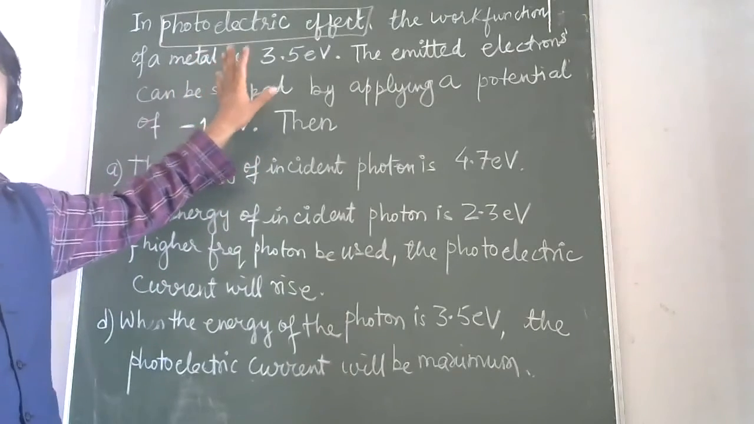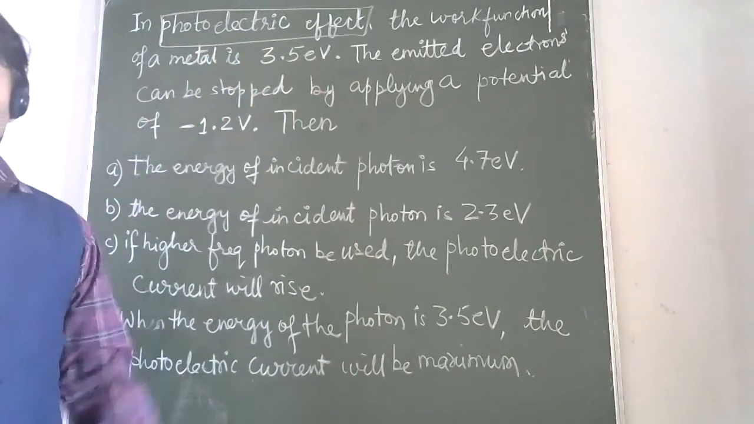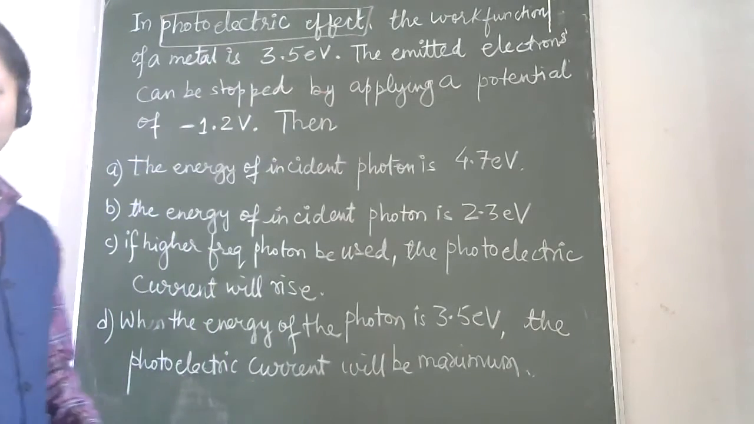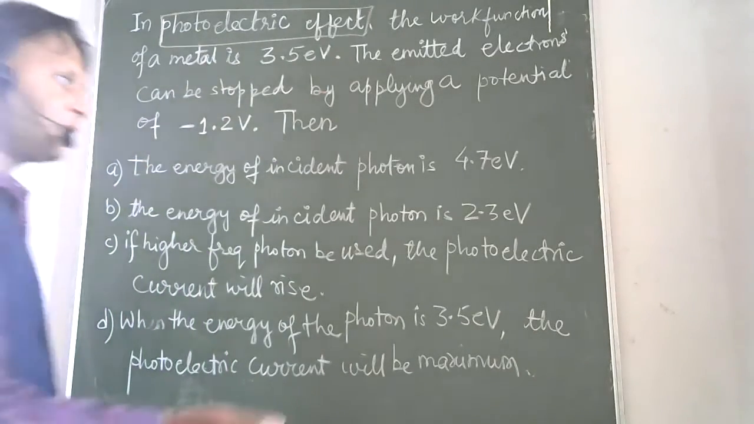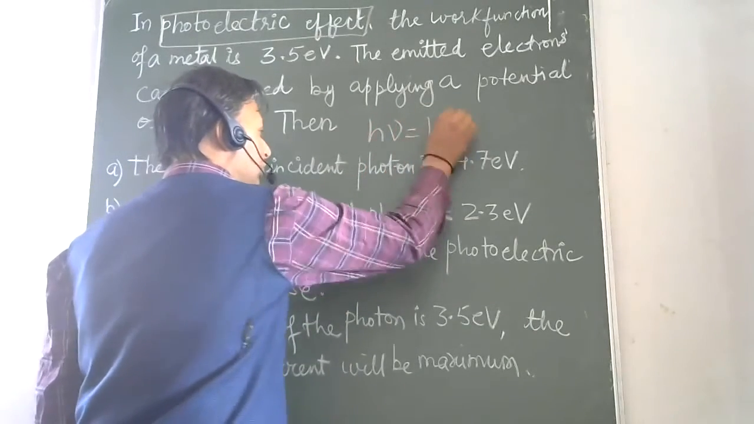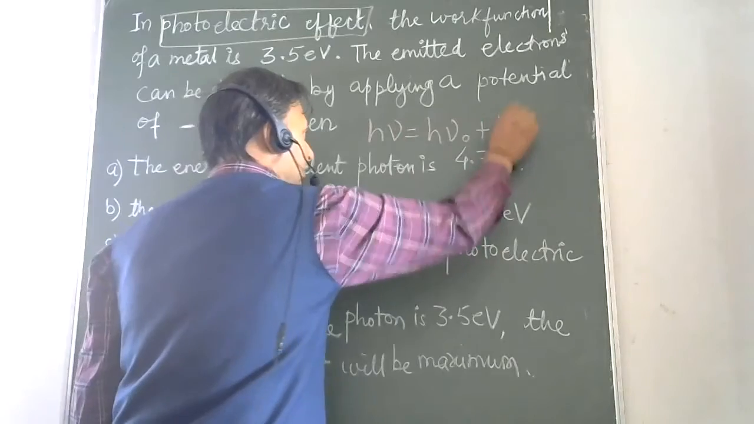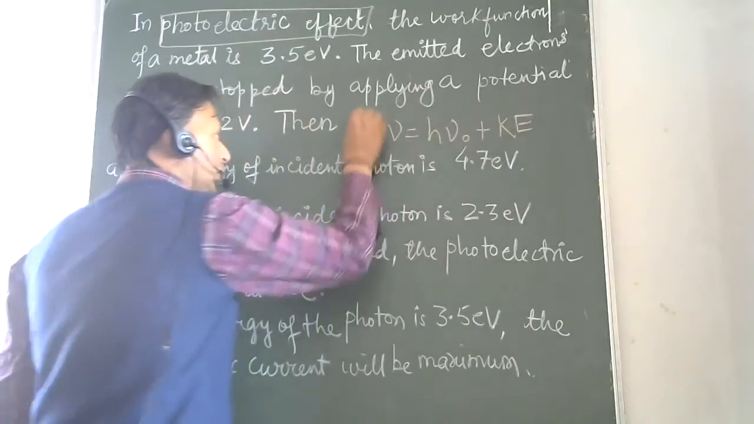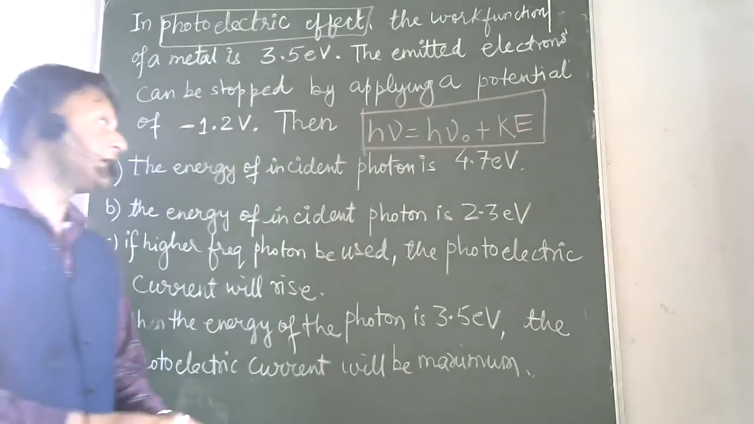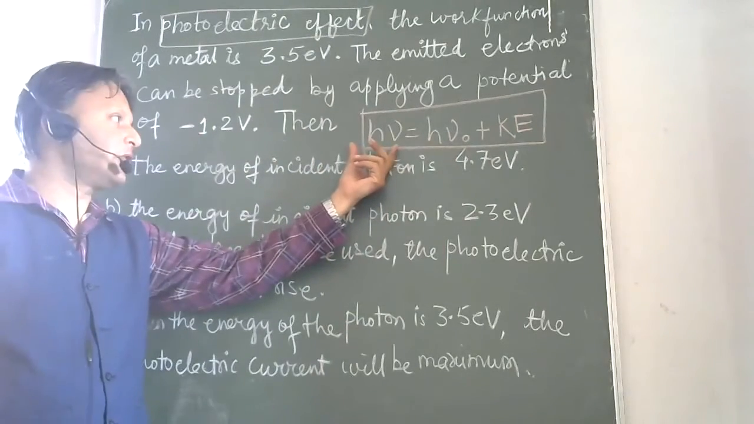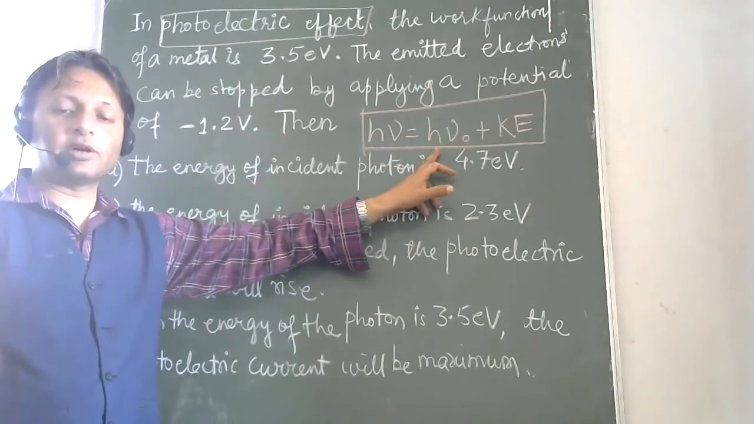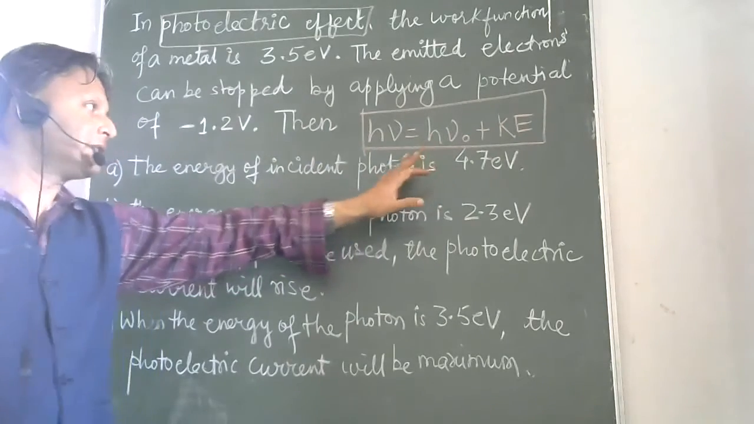photoelectric effect. So what is the basic equation that represents the photoelectric effect? It is h nu equal to h nu naught plus KE. This is h nu equal to h nu naught plus kinetic energy. This equation is the equation for the photoelectric effect given by Einstein. This is the energy of the incident photon that we have to calculate. This is h nu naught, which is nothing but the work function. And this is the kinetic energy.